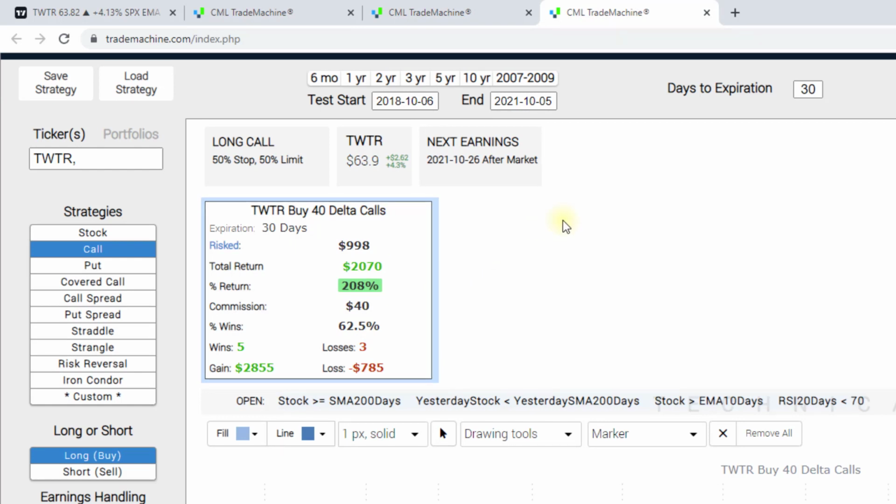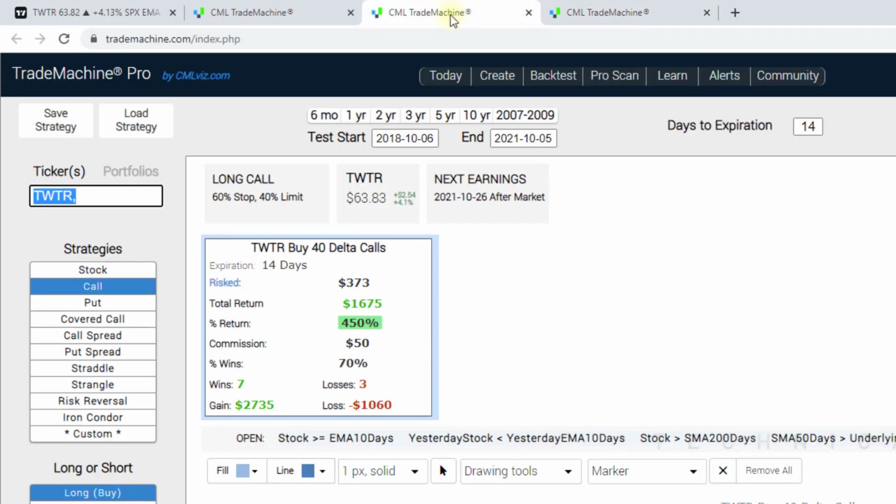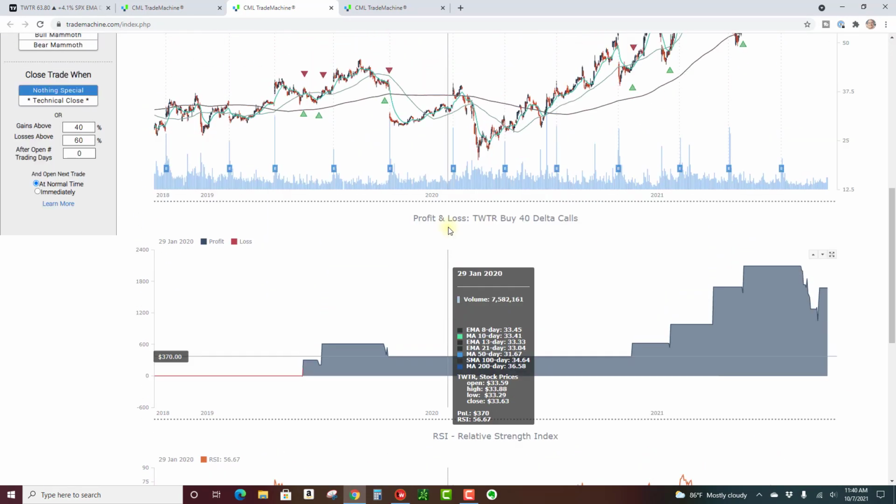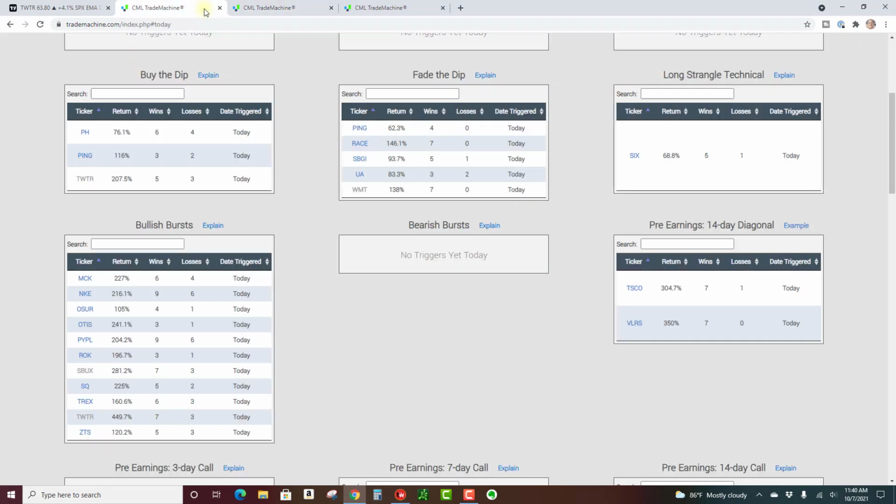So at this point, you can say, okay, let's say I do want to get long Twitter and I want to buy Delta 40 calls. If I want to risk less, I could go with this version, buy the Delta 40 call for 14 days to expiration and use this stop and target order. And again, this had a pretty good win rate. So that is basically what you can do with this.